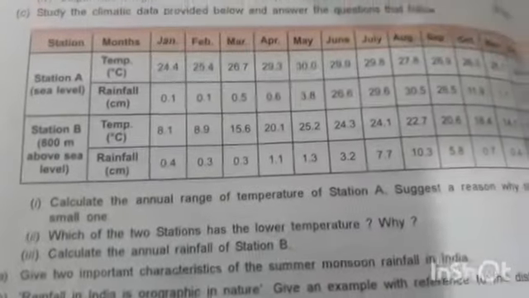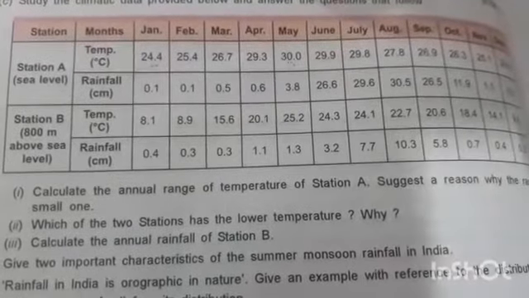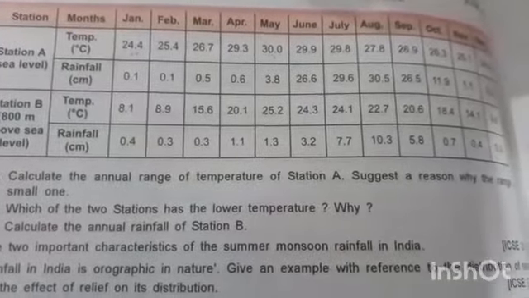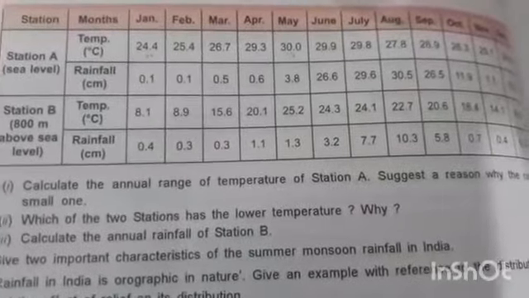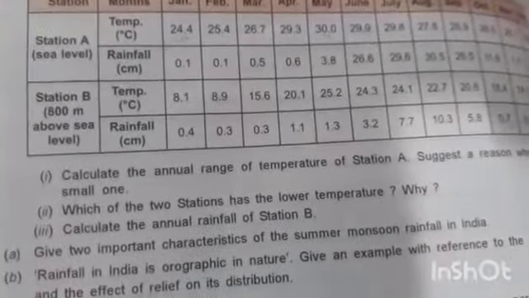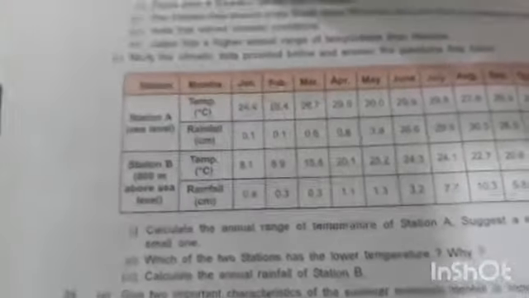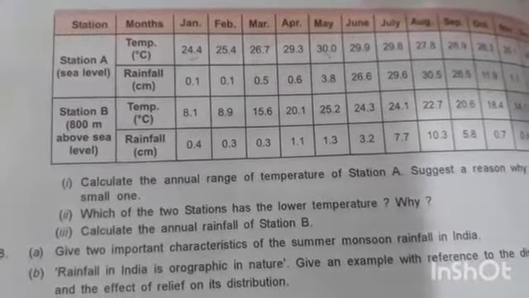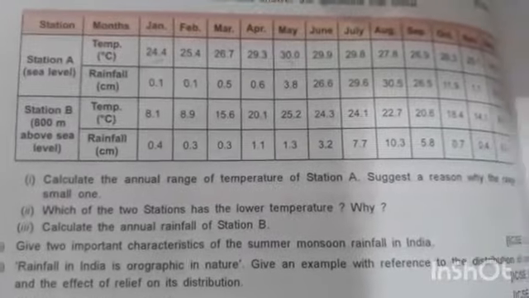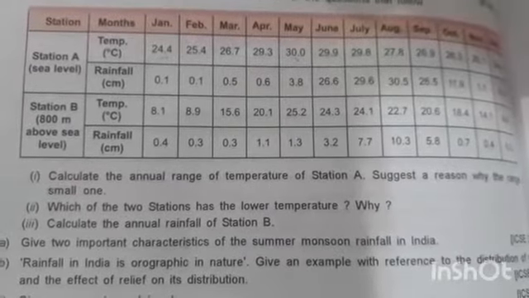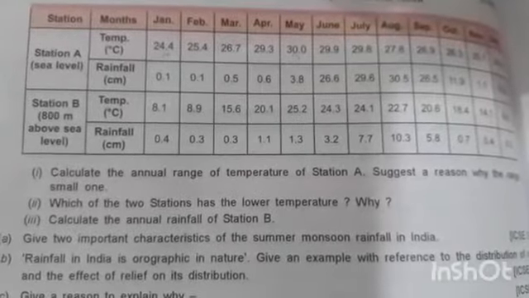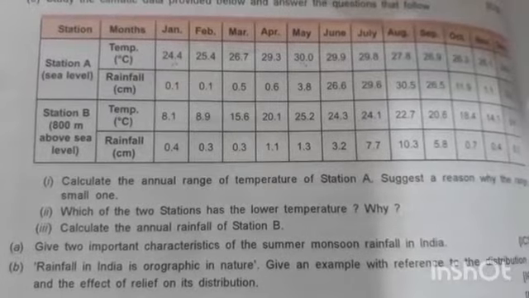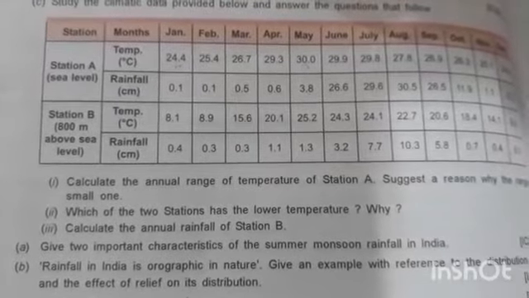Okay, let's do the exercises. Question number 27C, first part: calculate the annual range of temperature of station A and suggest a reason why the range is small. You all are aware of how we calculate the annual range of temperature. This word range is very important. Range means maximum temperature recorded minus minimum temperature recorded, of which station? Station A.